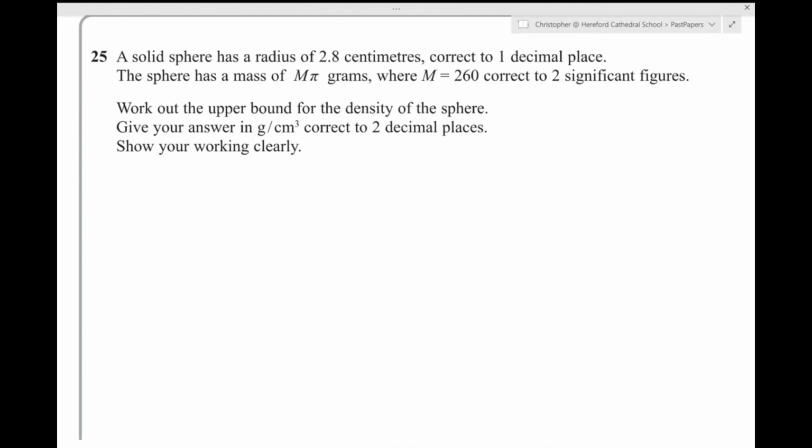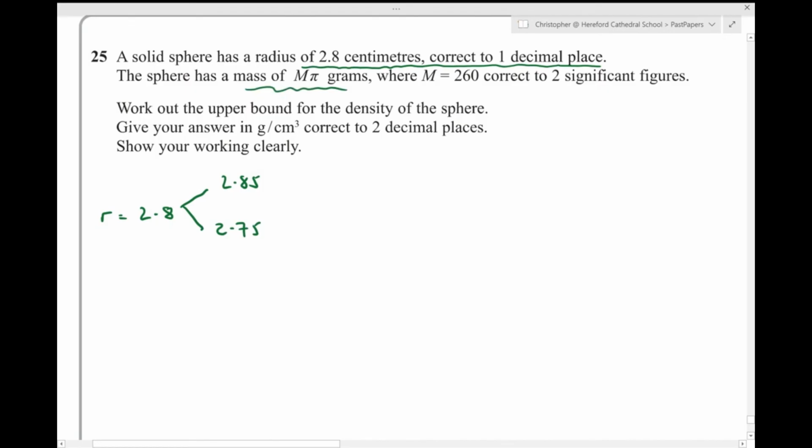Question 25. Right, I have a sphere which has a radius of 2.8 centimetres correct to 1 decimal place. So if it's 2.8 correct to 1 decimal place, then the upper bound of that will be 2.85 and the lower bound 2.75. Now the mass is m pi grams. So the mass is 260 pi grams. But the 260 is correct to two significant figures. So the upper bound will be 265 pi and the lower bound 255 pi.